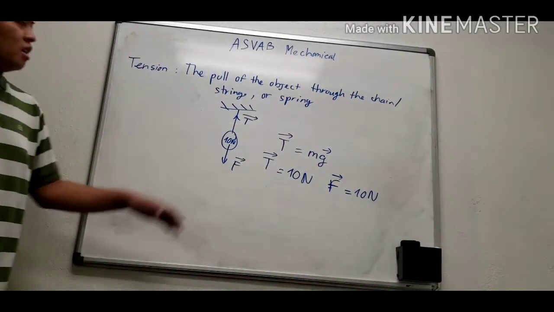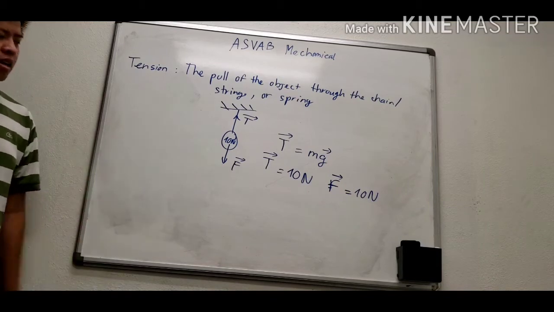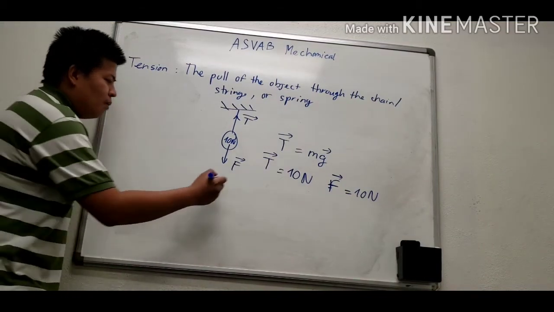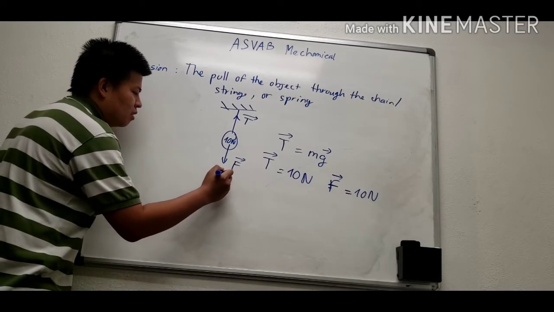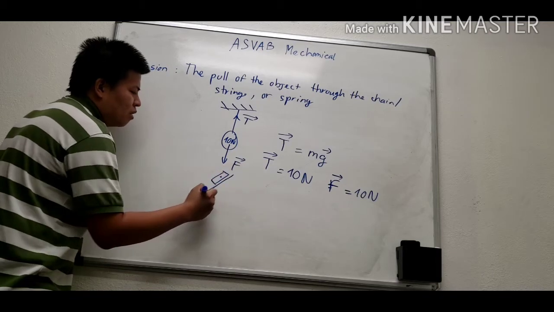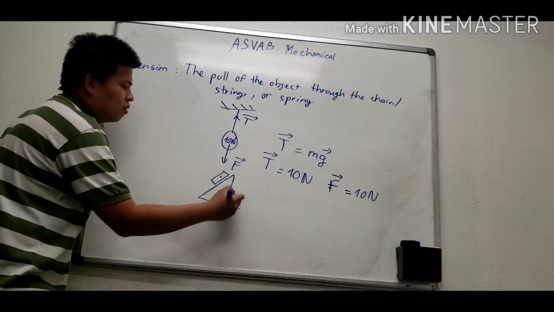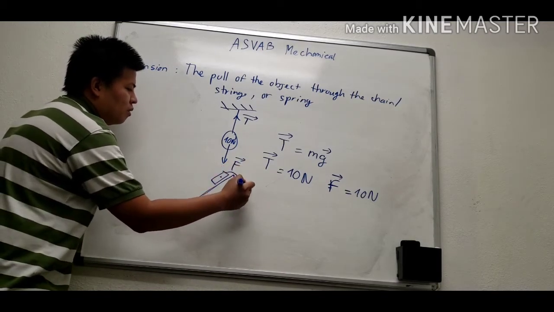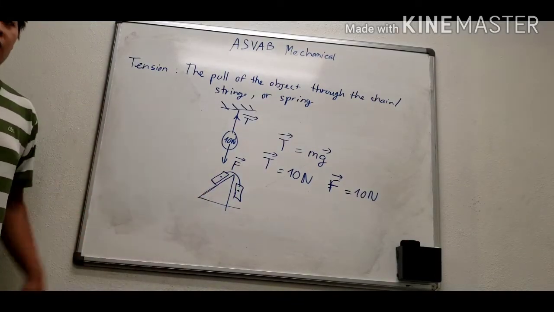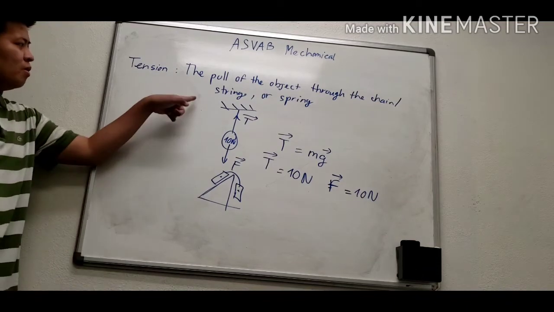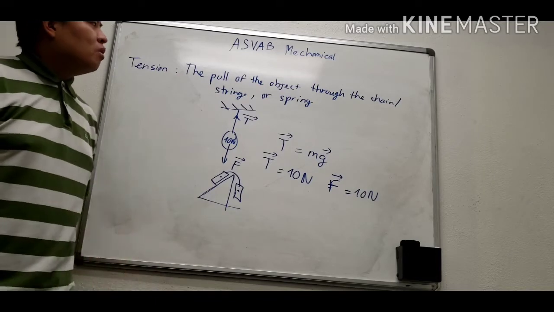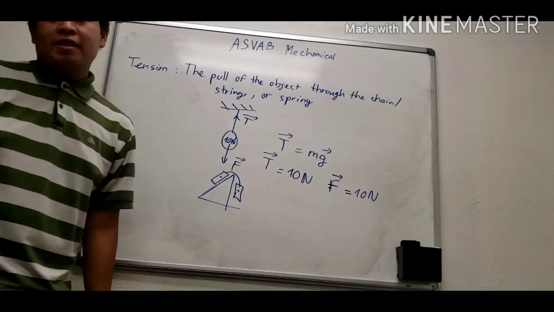So this is so important, because we will learn about inclined planes, and they will ask about the tension between one object moving on the inclined plane with the object on the string on here. I will talk about it later in the next chapter. So we must know about the tension, the pull of the object through the chain, string, and the spring.